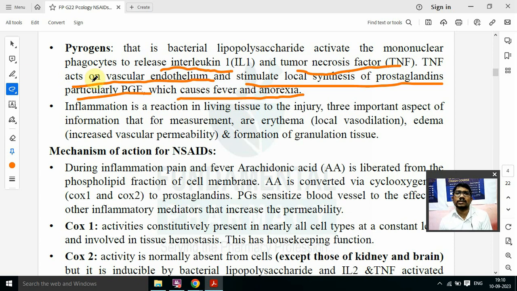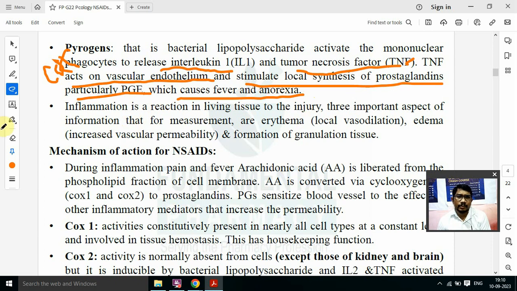Now these pyrogens interact in your brain with the COX-3, आएगा बाद में. These pyrogens interact with the COX-3 enzyme in the brain and activate the mononuclear phagocyte to release the interleukin. Interleukin is again an inflammatory chemical, and tumor necrosis factor (TNF) is also an endogenous chemical responsible for the pain and inflammation. Now this TNF acts on vascular endothelium to synthesize prostaglandins, particularly PGE, which causes fever and anorexia.